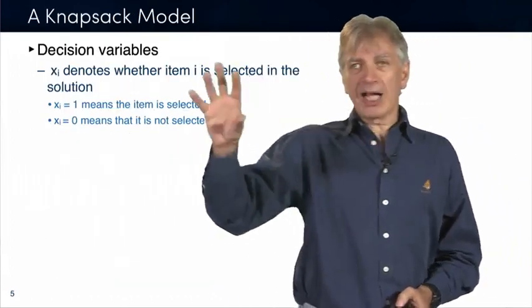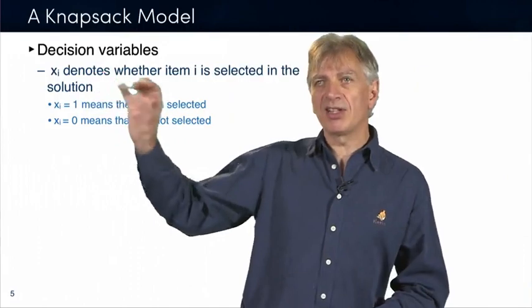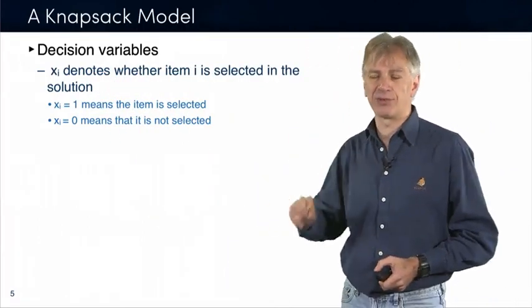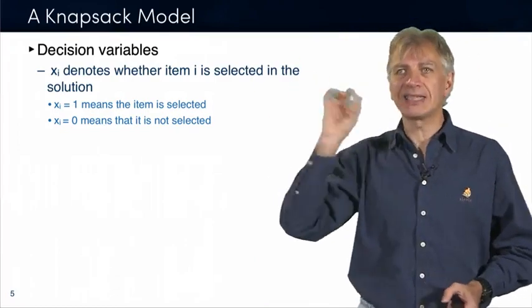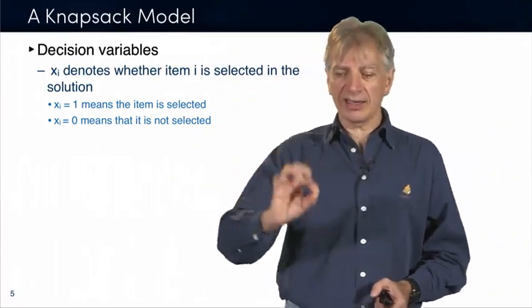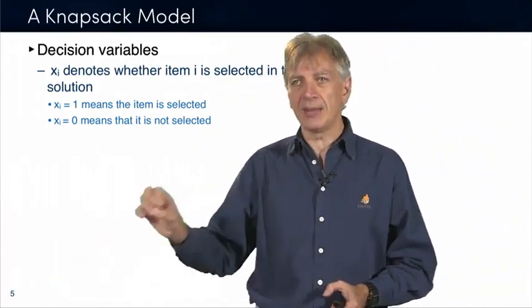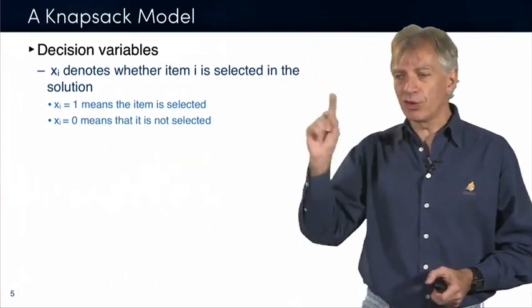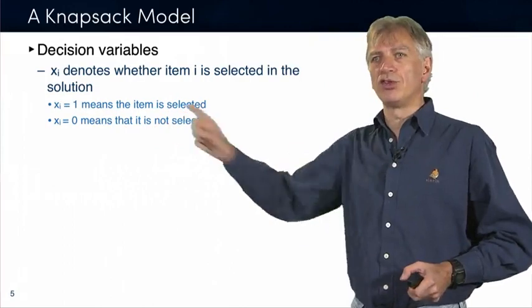Now, in the knapsack problem, here are the decision variables. For every one of the items, you will have a variable xi. For item i, variable xi will denote whether you select the item or not, whether you put the item inside the knapsack or not. So xi will be equal to 1 if you select the item. It will be equal to 0 otherwise.